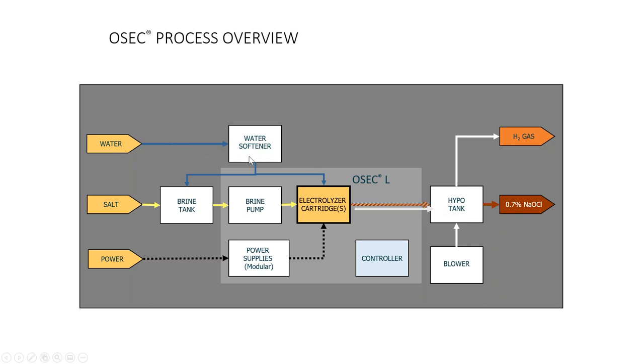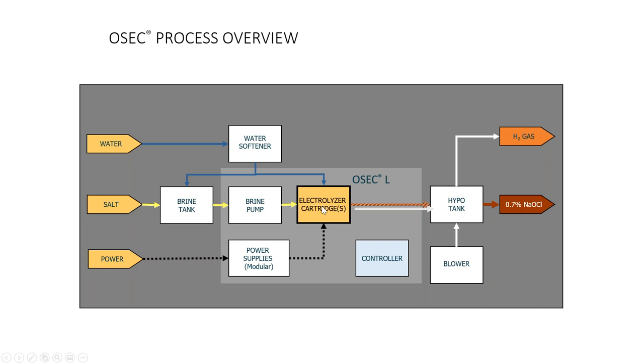So how does the system work? The water softener is needed to remove hardness from the water supply itself, and this is to protect our electrolyzer cells from being scaled due to the hardness. Water is supplied to the brine tank to dissolve the salt and create brine solution, which will be supplied to the electrolyzer. Water is also supplied to the electrolyzer cell itself to further dilute the brine in the electrolyzer.